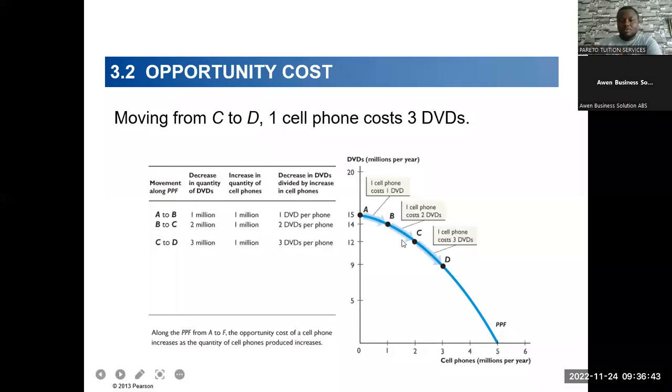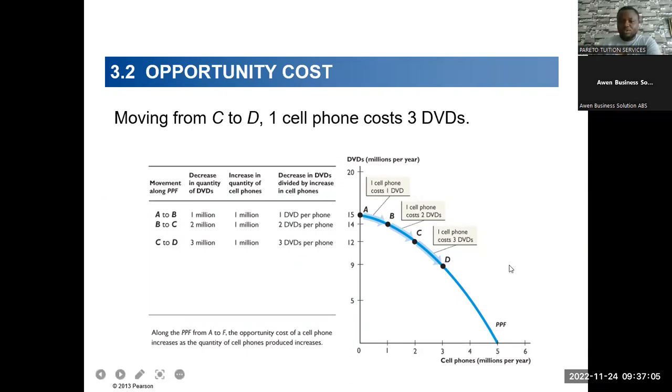All right, so as we're moving from C to D, we're gaining an extra unit of cell phone. But then how many units of DVDs did we sacrifice? 12 minus 9, right? So that is what we have here. I'm sure you can see how the opportunity cost is increasing as we are moving down the PPF.